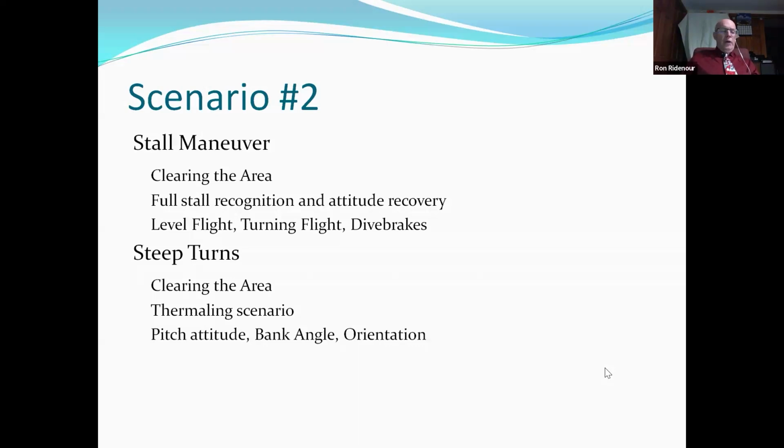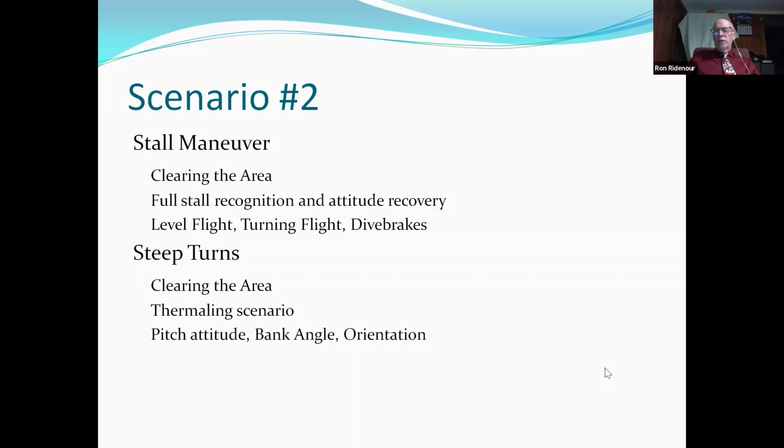So, steep turns, go ahead. Yeah, I'd like to just make a comment on clearing the area. I tend to encourage my pilots not to do 360s to clear the area, because that looks like a thermaling turn to somebody. You might be drawing them in rather than keeping them away.